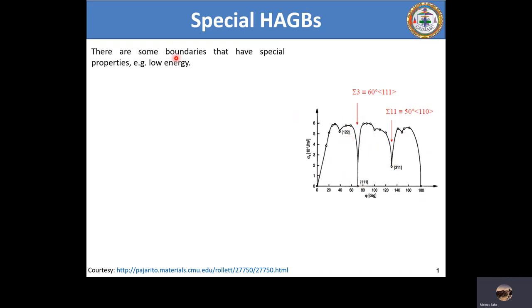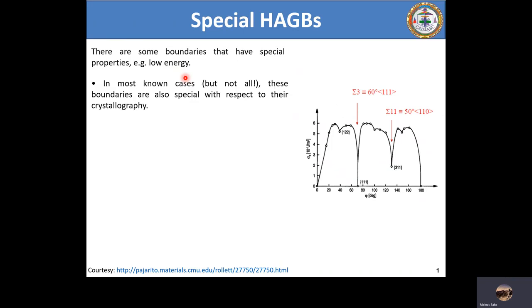We can see very clearly that there are certain boundaries. That is, not all the boundaries in the high angle regime have to be random high angle boundaries, which we have already covered in the previous session. In this session, we'll be speaking a bit about the special high angle boundaries, where we can say that there are certain boundaries that have special properties. For example, low energy. And what do we mean by low energy? This is a low grain boundary energy.